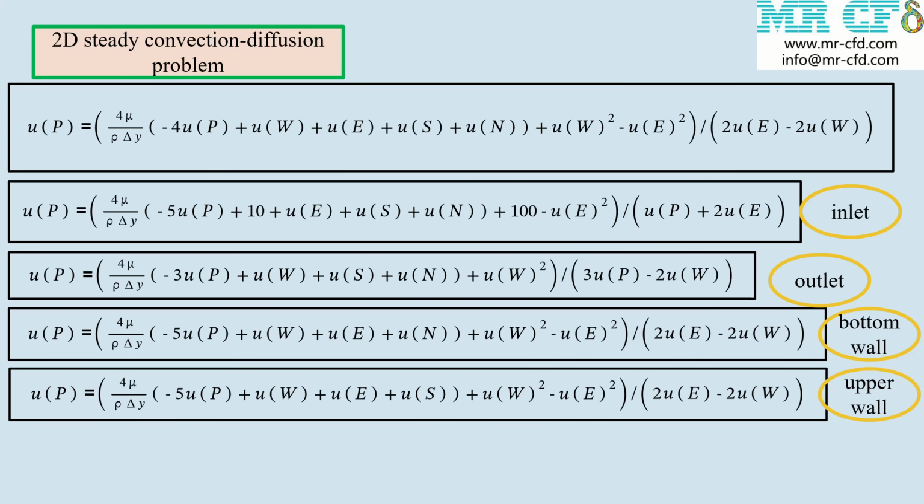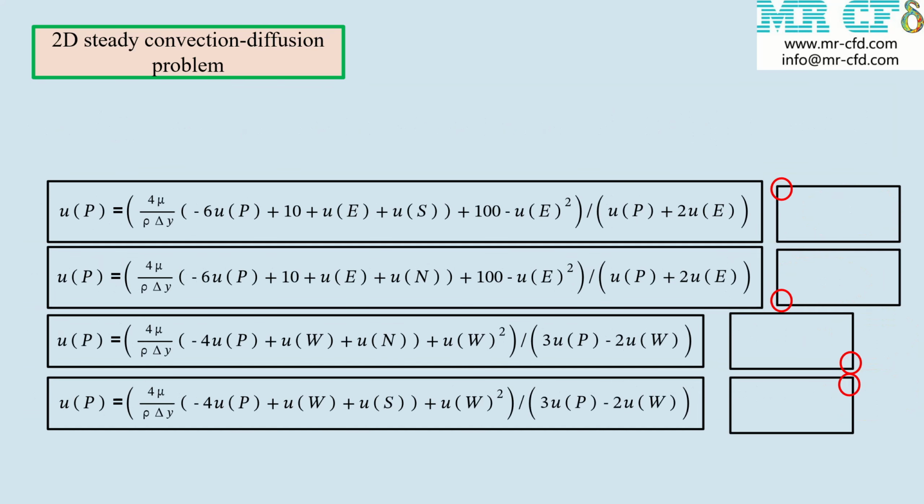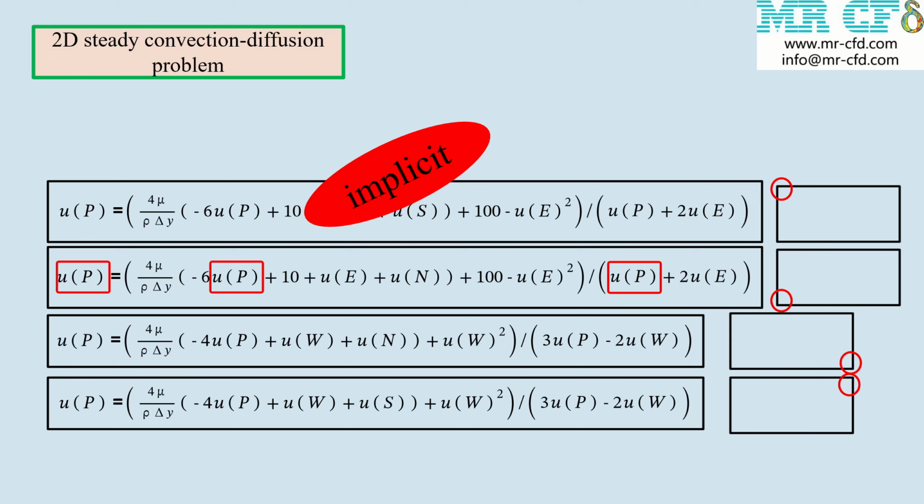Here you can see the discretized form of the equation for internal grids, and also the discretized form of the equation for the boundary cells of inlet, outlet, and the upper and bottom sides. Also, you can see the discretization form of the formulation for the grids in the corners. This type of formulation is called implicit, because the u_P that we want to find also appears in the right-hand side. And for solving the implicit system of equations, we can use an iterative method.